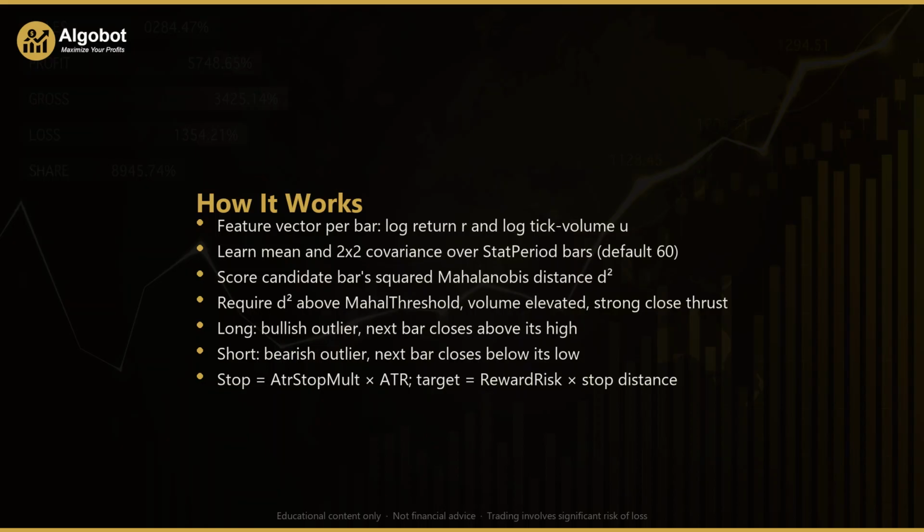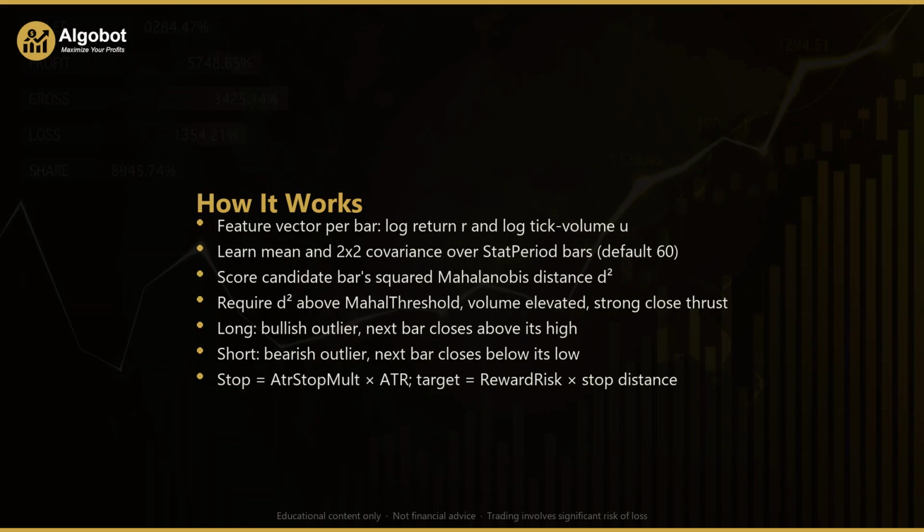That matrix holds the variance of returns, the variance of volume, and the correlation term that links them. Then, for the candidate bar, the one that closed just before the confirmation bar, it calculates the squared Mahalanobis distance, written as d squared. This single number tells us how far that bar's joint coordinate sits from the recent center, while properly accounting for the correlation between price and volume. Because that squared distance behaves like a chi-square with 2 degrees of freedom, a threshold near 9 isolates rare, information-rich bars. The strategy then applies 2 extra filters.